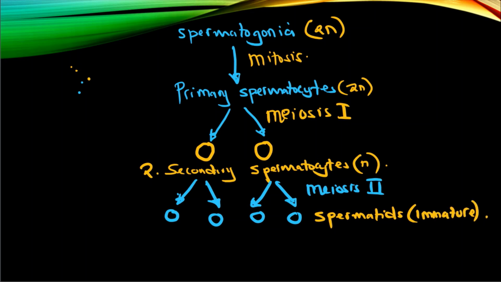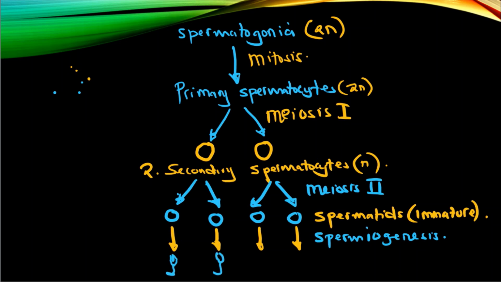These spermatids will undergo a process of maturation and specialization. This process is what we call spermiogenesis. Spermiogenesis is just the formation of mature sperms. Through spermiogenesis, mature sperms are produced from spermatids. So now we're going to have mature sperms that have a head and a tail.